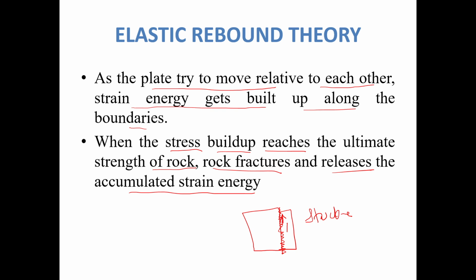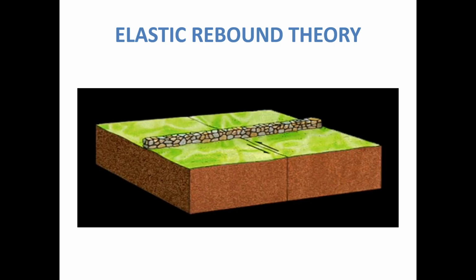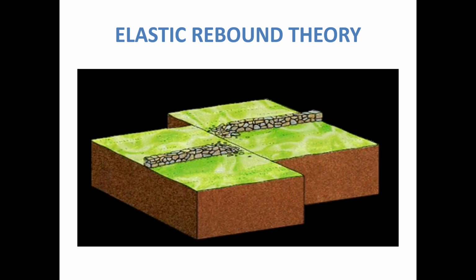Means what? When these rocks move relative to each other, they may get stuck at some point because the surface is rough, and then because the movement is still going on, the strain energy gets built up, and when the stress builds up to the strength of that rock, it fractures. We'll see in the next figure. Here you can see when there is a fault and there is a relative movement, the strain energy gets built up, okay, and then suddenly the rock slips and a tremendous amount of energy gets released and earthquake occurs.